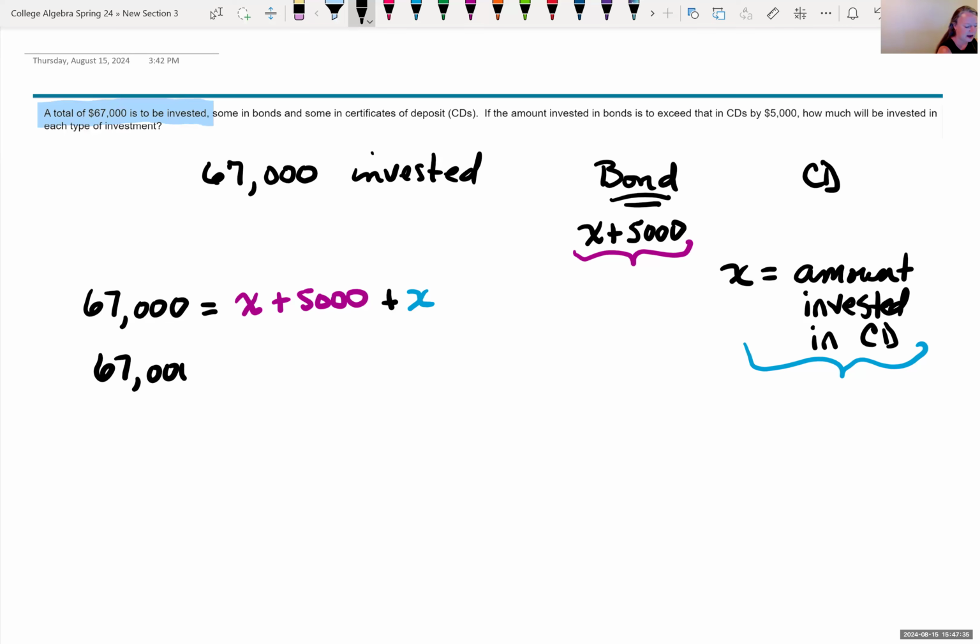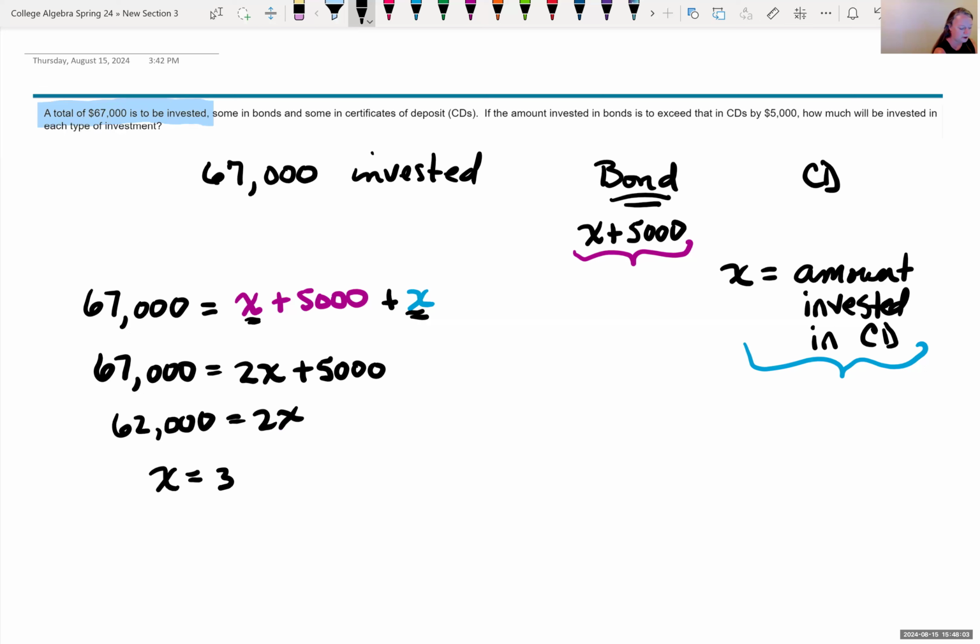So we have 67,000 is equal to, combining like terms on the one side of the equation, 1x plus 1x is 2x plus 5,000. Isolate your variable. So we would subtract 5,000 on both sides. 67,000 minus 5,000 is 62,000, which is equal to 2x. And then dividing both sides by 2 to get x by itself, we get 31,000. So x is 31,000, and that was the amount that we were investing in our CDs.